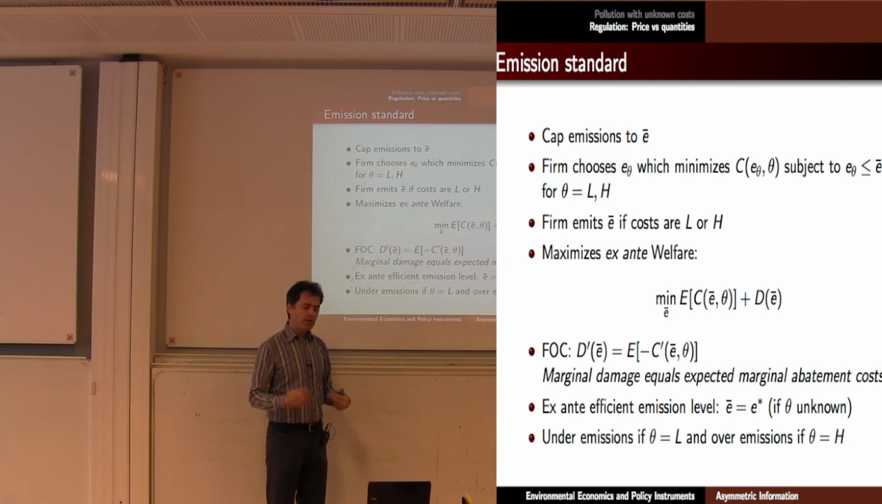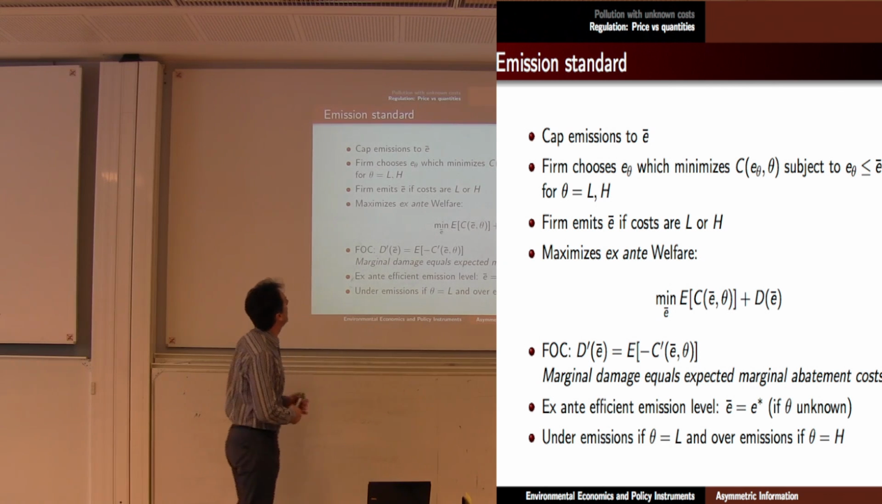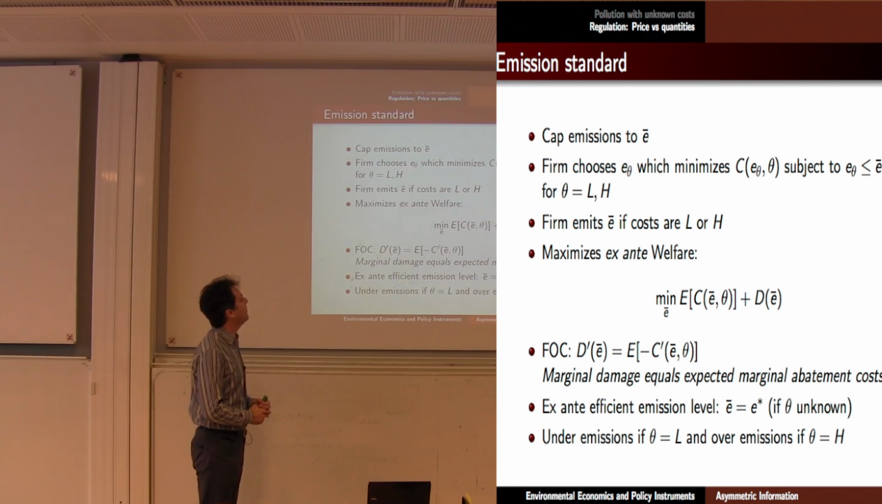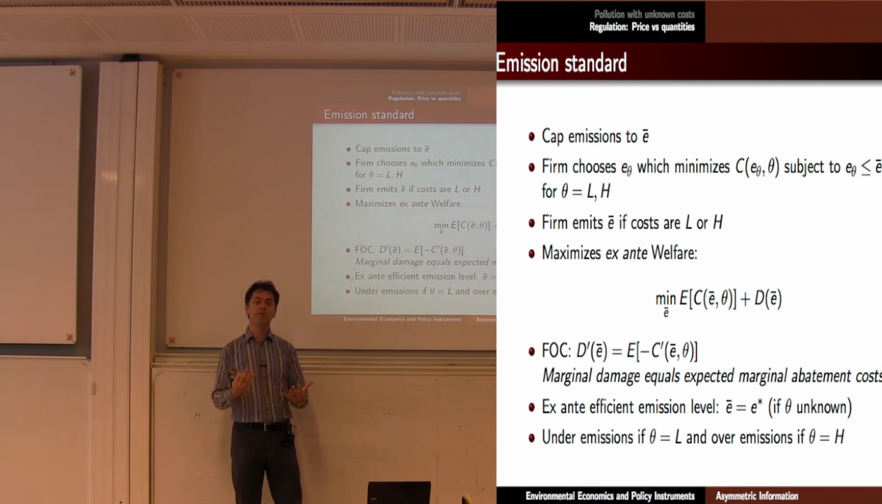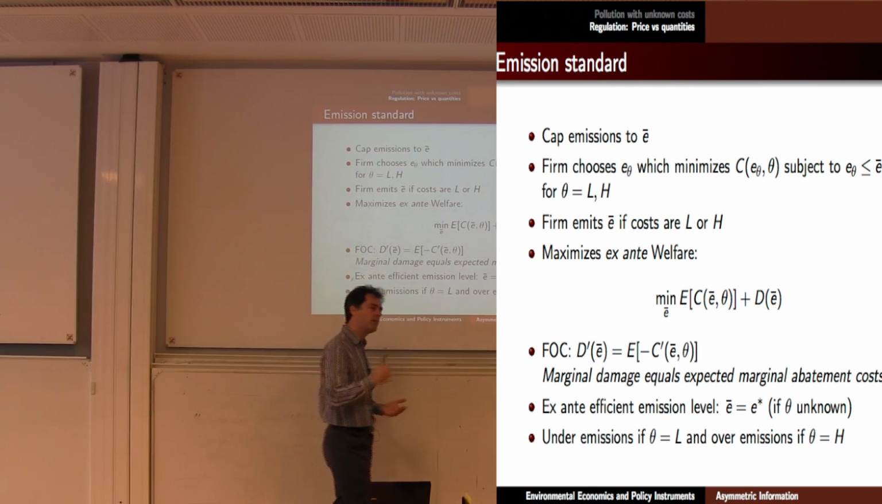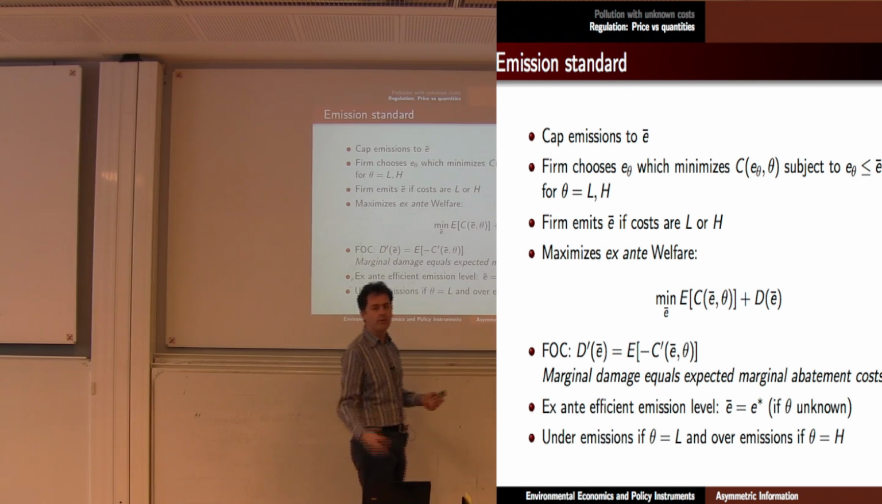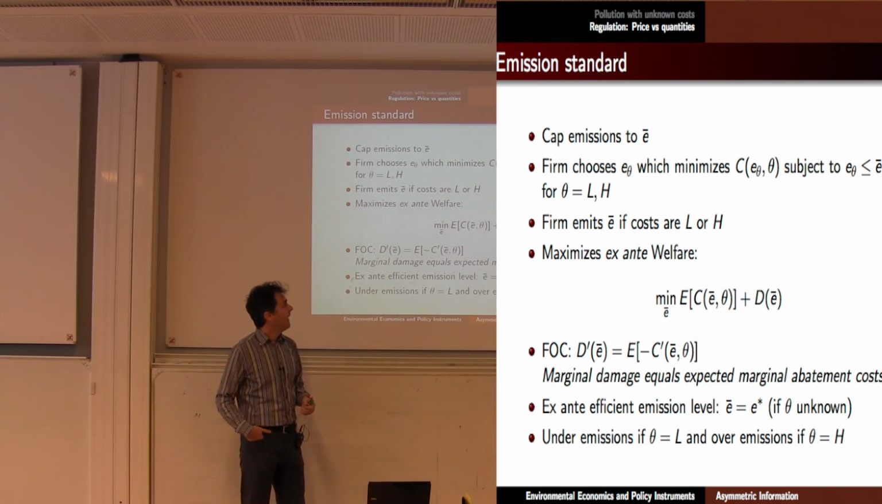Now, if you are limited to a cap on emission, what is the best cap? First, how the firm will react to a cap on emission. The problem of the firm is to choose a level of emission that minimizes cost, given that the firm has to comply with this cap. So it's an emission standard. The firm is not allowed to emit more than some level of pollution. And as long as this cap is binding, that is, it is costly to reduce emission to this cap, the constraint will be binding, and the firm will emit just the cap, as long as it is costly.